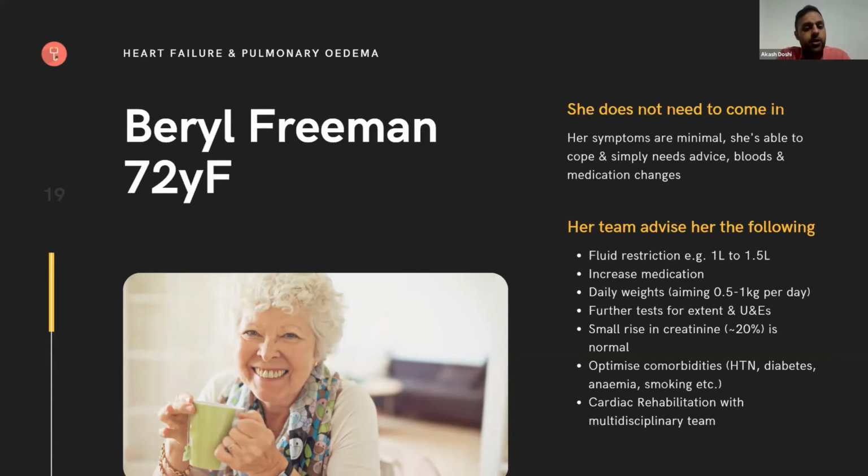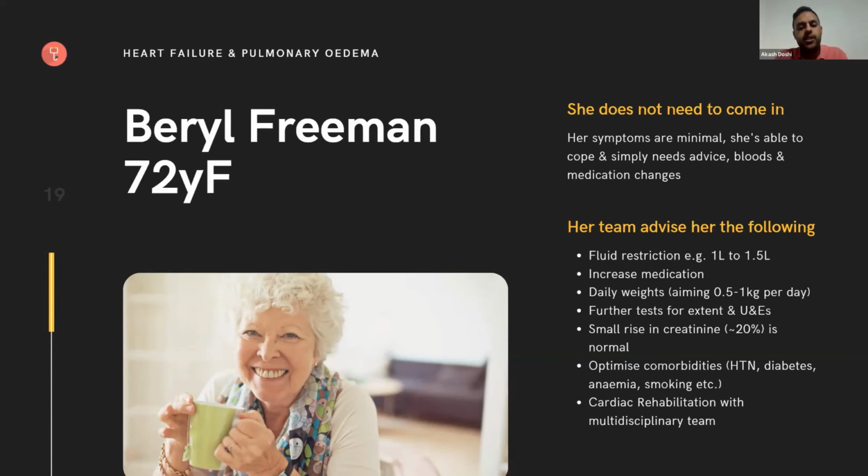We may want to do a couple of further tests to work out why this has happened, but also monitor those U&Es. We know that a small rise in the U&Es is quite normal, up to 20%. But any more than that, we're just thinking, is this the right thing that we're doing for the patient? Ultimately, if the patient does have pulmonary edema or quite significant edema, you simply do need to increase the diuretics because essentially the kidneys will work much better when the heart is able to pump more effectively.